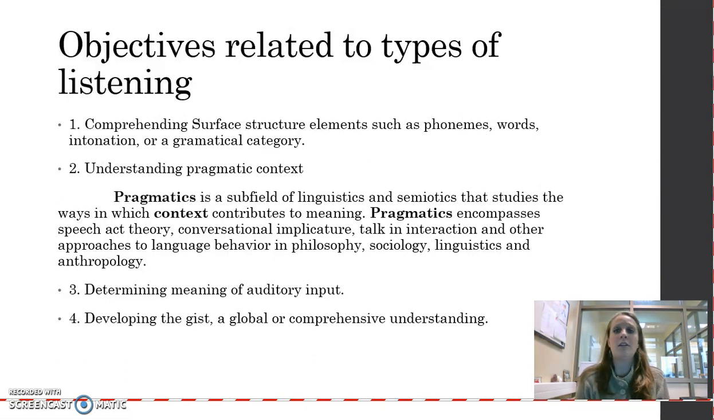So here you can see where working not just with audio tracks, but with videos could also be helpful, because body language can contribute a lot to what we're understanding when we listen. We can also determine the meaning of auditory input, that's the most general, and develop the gist or global comprehensive understanding. And now we're going to look at 4 different types of listening and look at some examples of how you can assess them.